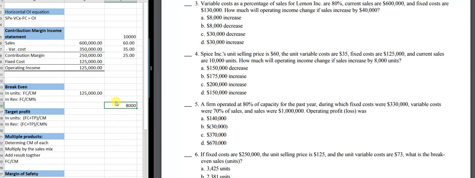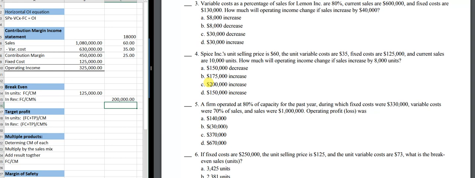So now what happens if sales increase by 8,000 units. So I have 18,000 there instead of that. So I have 325,000, and I have that minus that. Oops. I have a 200,000 increase. So my answer is C.